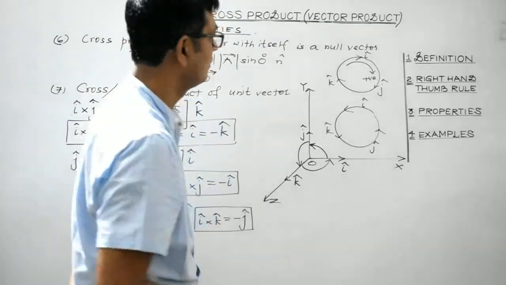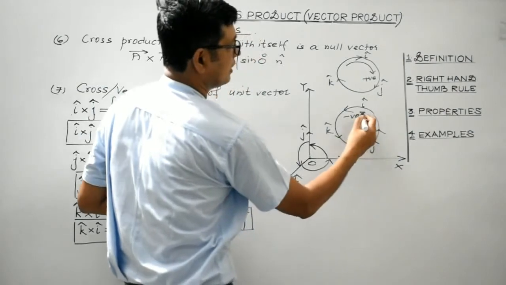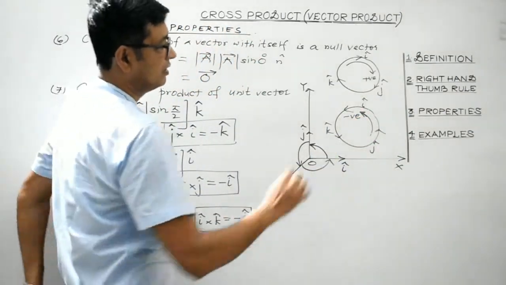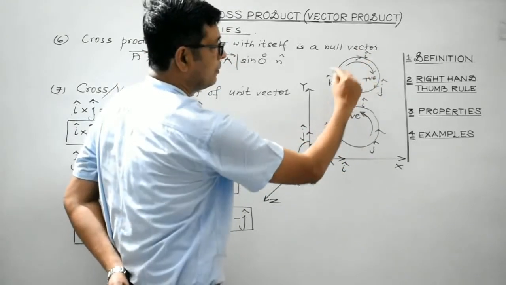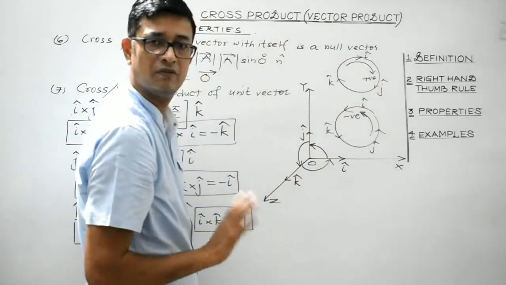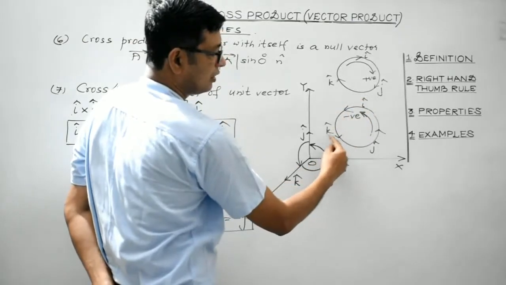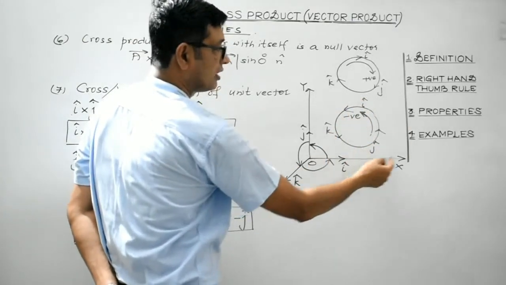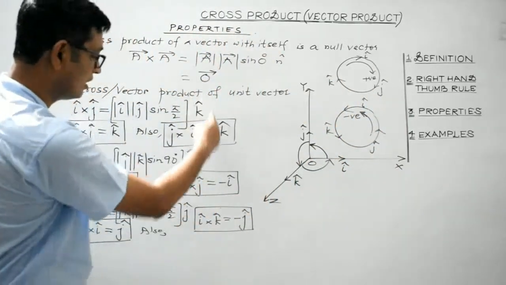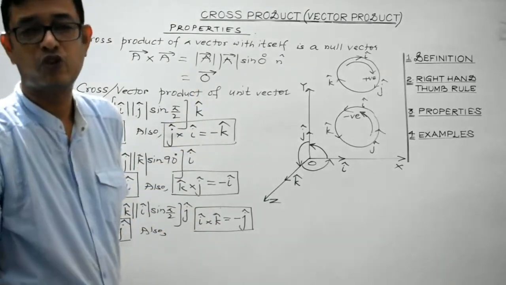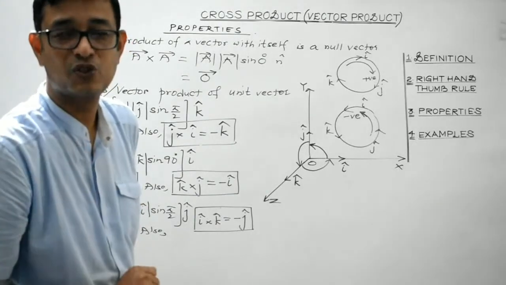Again, I repeat students. This is in the anti-clockwise, so it will be taken as negative. Right? Okay. Point is, i cross j is equal to k cap, j cross k is equal to i cap, k cross i is equal to j cap. Right? Now we will consider the anti-clockwise. i cross k is equal to minus j cap, k cross j is equal to minus i cap, j cross i is equal to minus k cap. So these are the sets of results which we will be obtaining using that concept. I hope you have understood the concept, students.